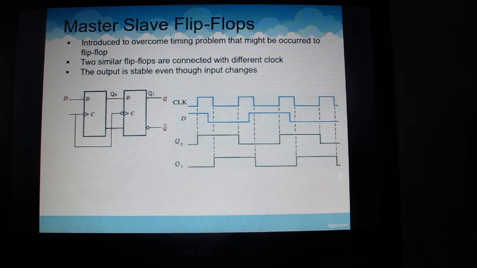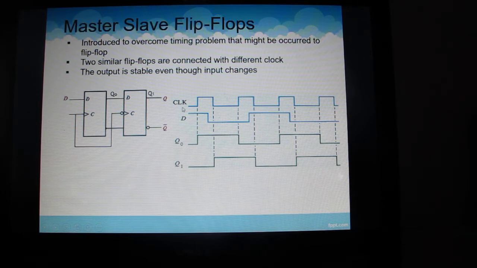For example, the first D flip-flop is positive edge trigger, and the second will be negative edge trigger, because remember, we have the bubble here. That means the second D flip-flop is connected to the negative edge trigger. So this is the output. The output Q will be connected to this one. To this point, we can ignore this one. So you can see the Q0 and Q1.